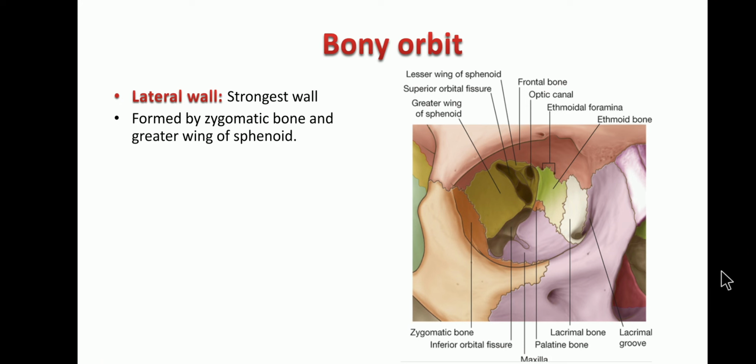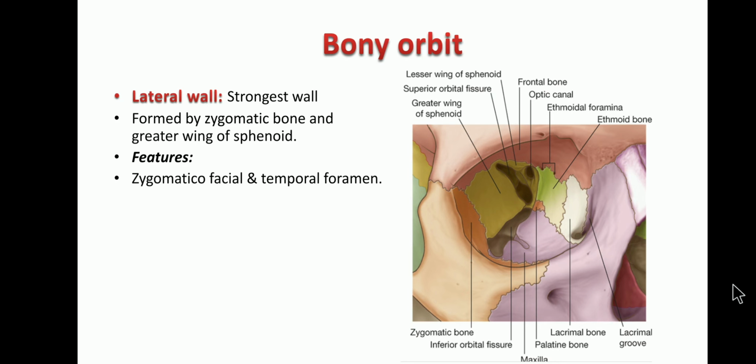What are the features on the lateral wall of the orbit? Mainly you come across two foramina, the zygomatico-facial foramen and the zygomatico-temporal foramen, which transmit the nerves of the same name, zygomatico-temporal and zygomatico-facial. They are again branches of the maxillary nerve. They are responsible for the cutaneous innervation of the face.